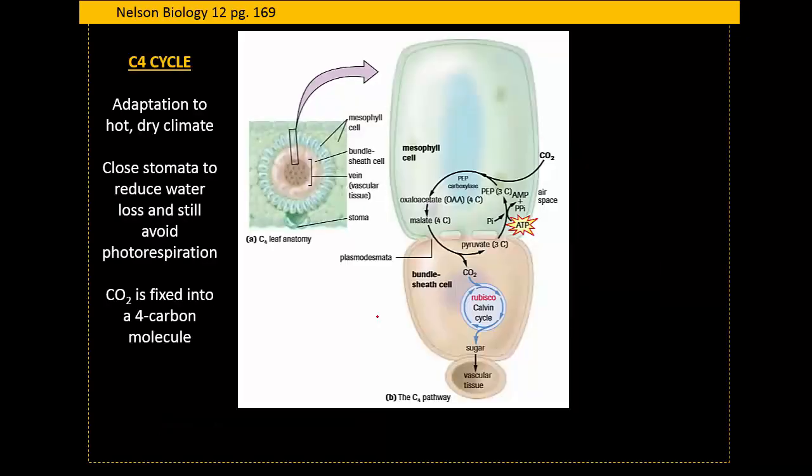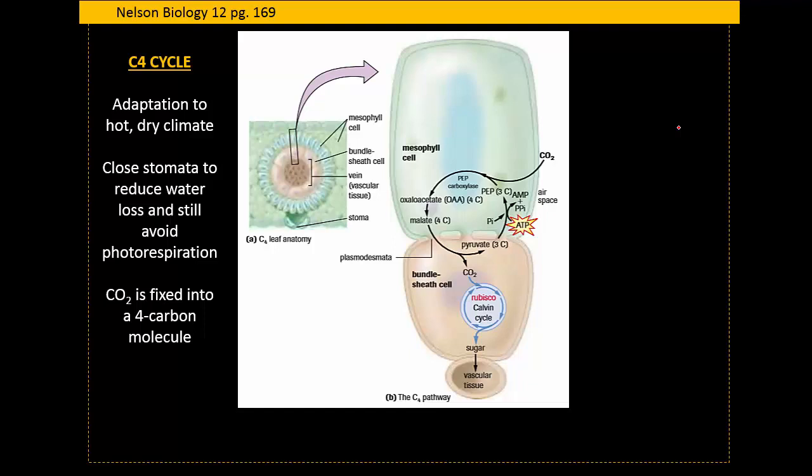So here we go. This comes from Nelson Biology 12, page 169, and I'd like to talk about the C4 cycle. Now, we've covered the light-dependent reactions and the light-independent reactions in the C3 cycle, the Calvin cycle. And the C4 cycle is a modification of the C3 cycle, or the Calvin cycle, and this is an adaptation to hot, dry climates.